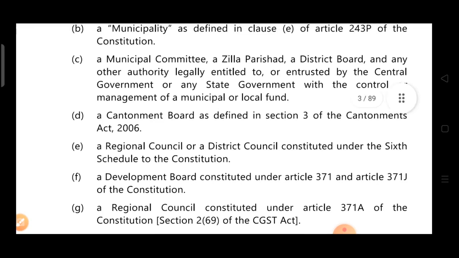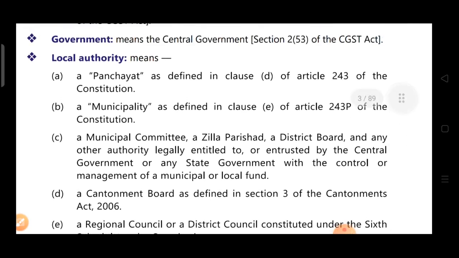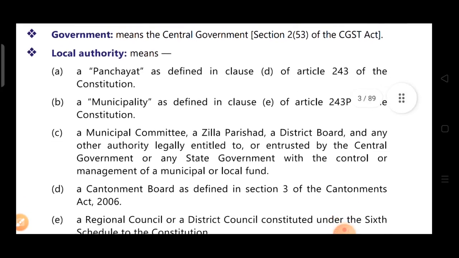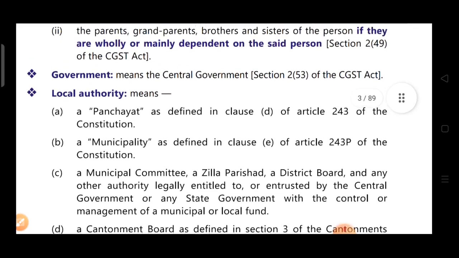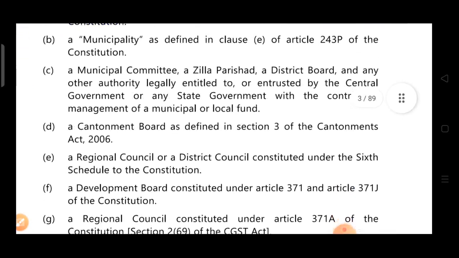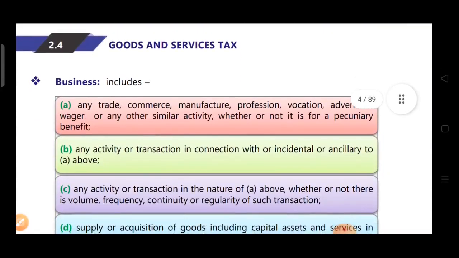The development board is included, cantonment board is included, municipal committee, Zilla Parishad, these are all included, along with any other authority entrusted by the central government or any state government. Then municipality is included, panchayat is included. Local authority means this. They have not given includes, they have given means. So local authority is done. Now business includes this thing.